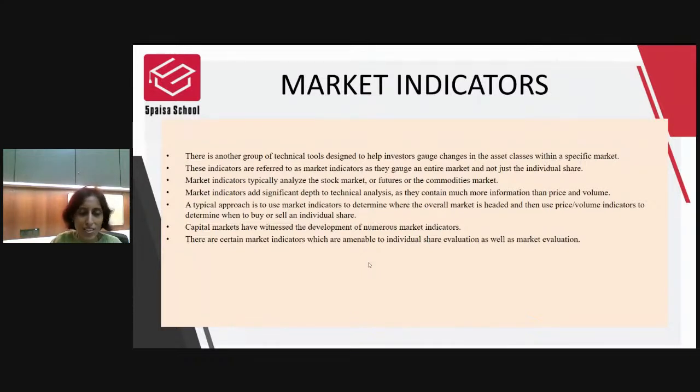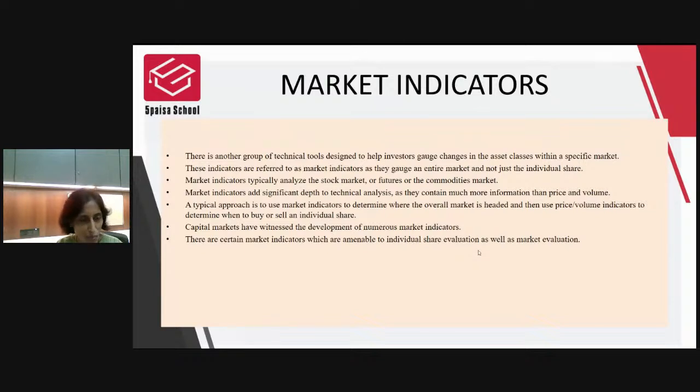So there is another group of technical tools which is designed to help investors gauge the changes in the asset classes within a specific market. These indicators are referred to as market indicators as they gauge an entire market and not just the individual share. Market indicators typically analyze stocks, futures, commodities, any asset classes, even exchange rates. And they add significant depth to technical analysis as they contain much more information than price and volume.